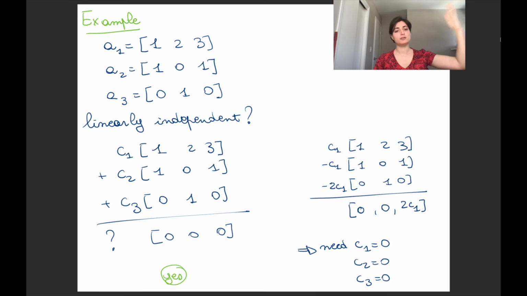So we try to cancel the elements of the first vector. We take C2 to be minus C1, so the first ones cancel out. We take C3 to be minus 2C1, so we cancel the second element, but the third element still goes through. So in order for this to work, we need C1 equal to 0, that gives C2 equal to 0, that gives C3 equal to 0. So yes, they're linearly independent.